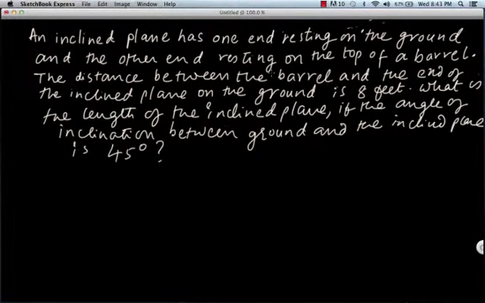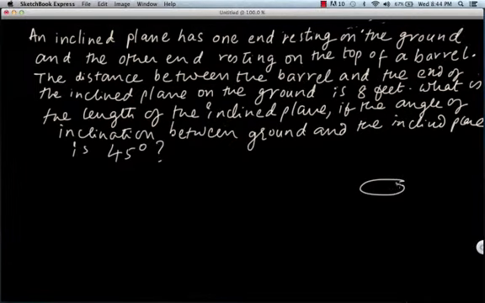Let us look at another example. An inclined plane is resting on the top of a barrel. The distance between the barrel and the end of the inclined plane, which is on the ground, is 8 feet. What is the length of the inclined plane if the angle of inclination between the ground and the inclined plane is 45 degrees? So let's first try to use the information given in the problem and draw our triangle.